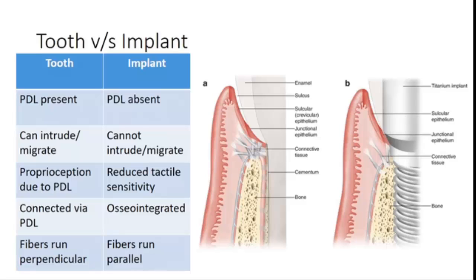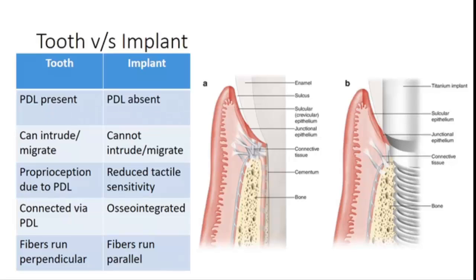Now if you see the diagrams, one is of the natural tooth and the gingiva, and the second one, B, is a soft tissue or a peri-implant soft tissue along with the dental implant. This is one thing you should always remember. You'll be asked in your vivas, what's the difference between a natural tooth and a dental implant?